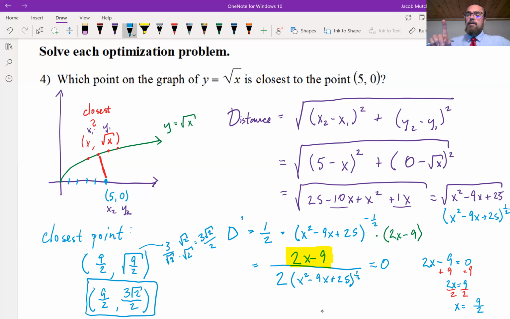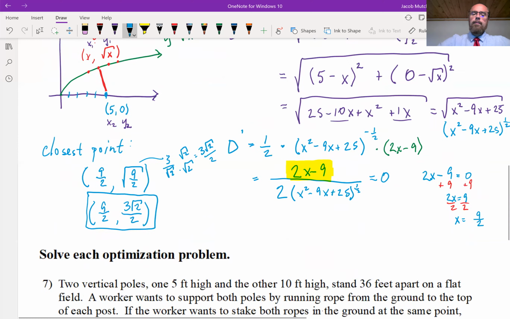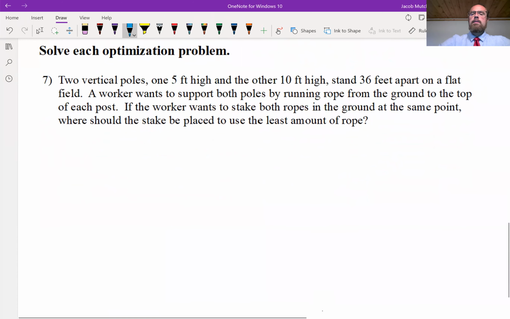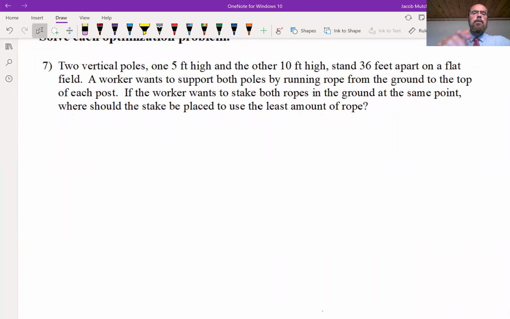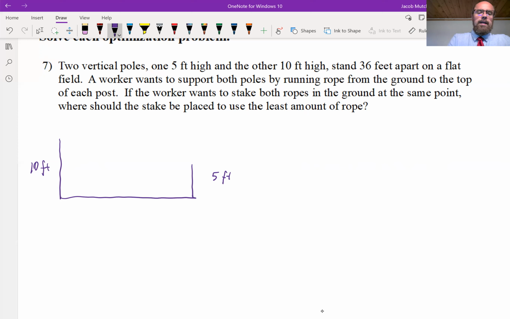So we've looked at one example that was about area, one example that is about distance on the coordinate plane. Let's finalize with a third example here that involves some right triangles. So here I've got 2 vertical poles. One is 5 feet high, the other is 10 feet high. So I'm going to draw those. There's the 10-foot one. And here's the 5-foot one. And we're told that they're 36 feet apart. So that whole distance is 36 feet.